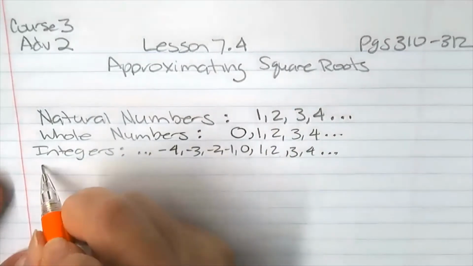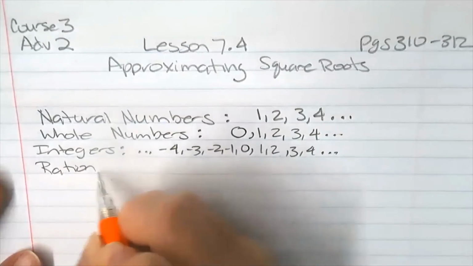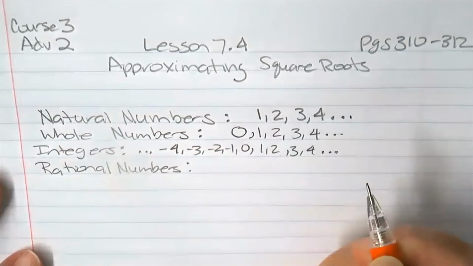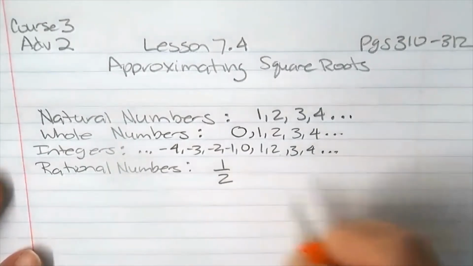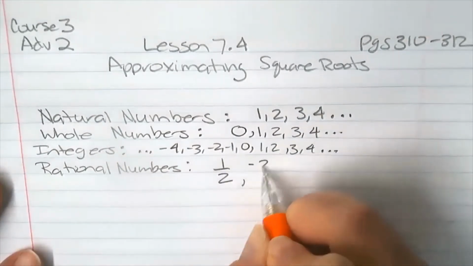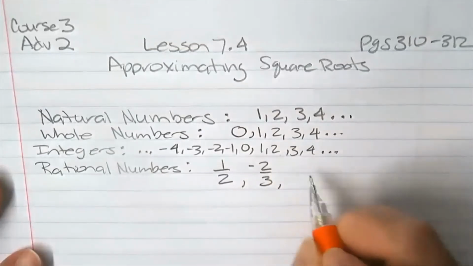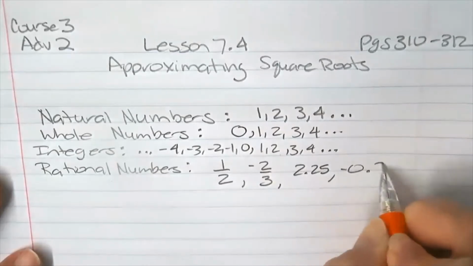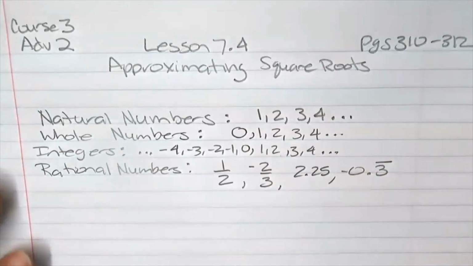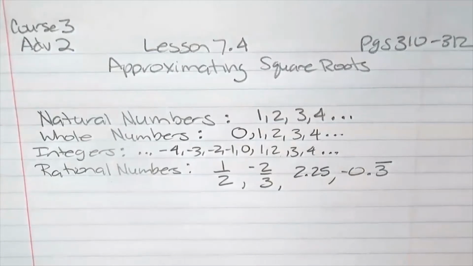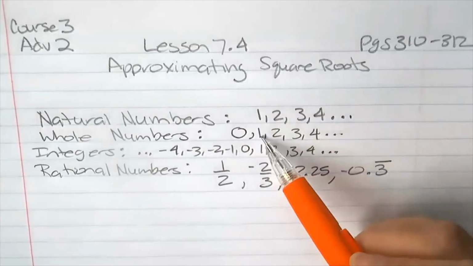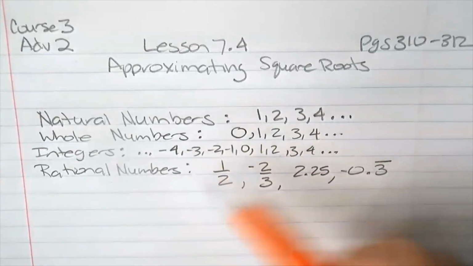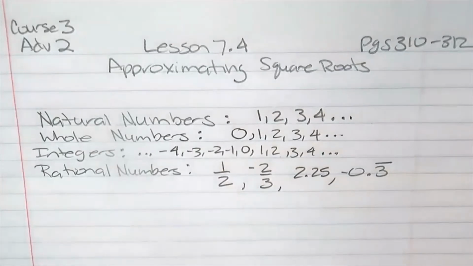All of these are part of rational numbers. Rational numbers include positive fractions, negative fractions, positive decimals, and negative decimals. So natural numbers are part of whole numbers, which are part of integers, and all 3 of these are part of rational numbers.